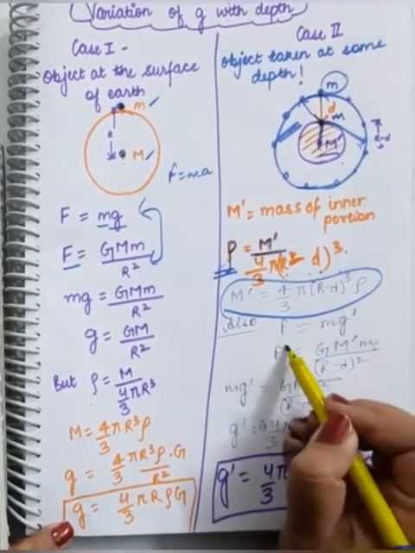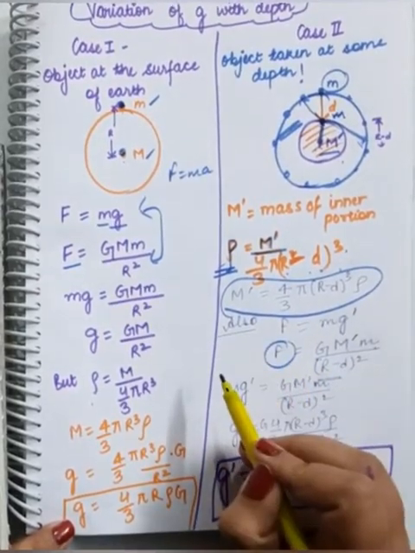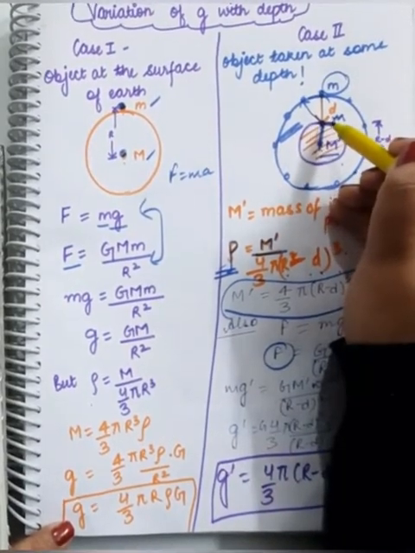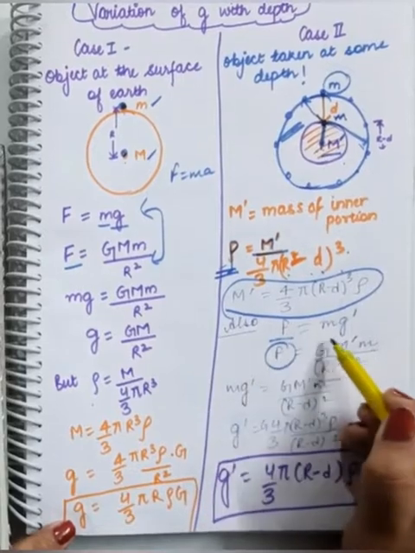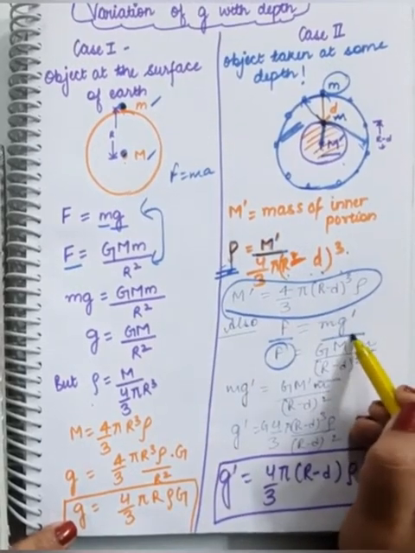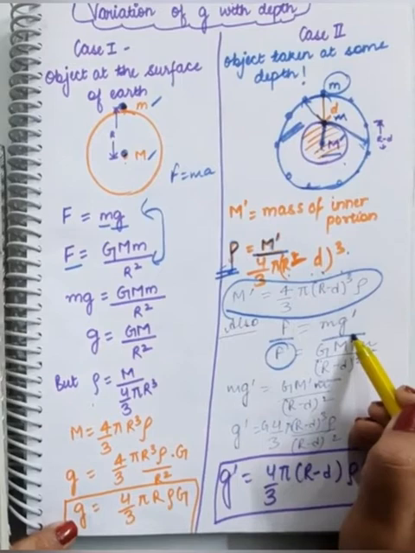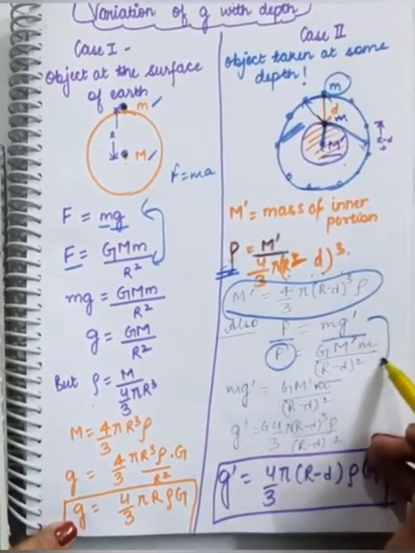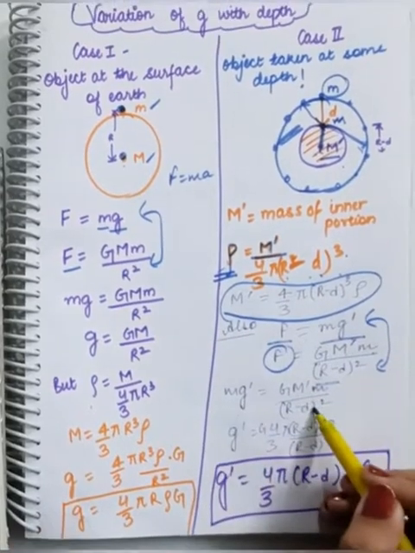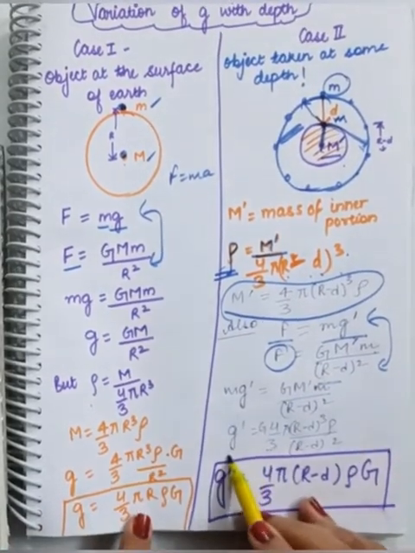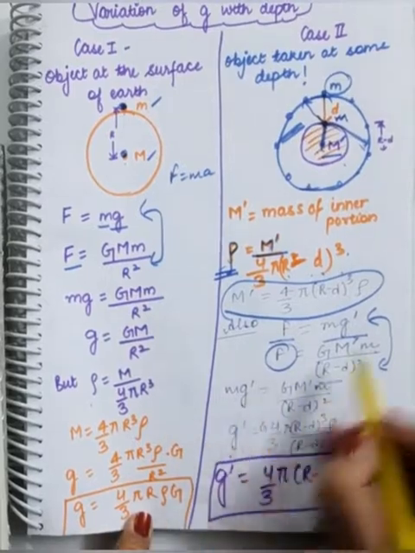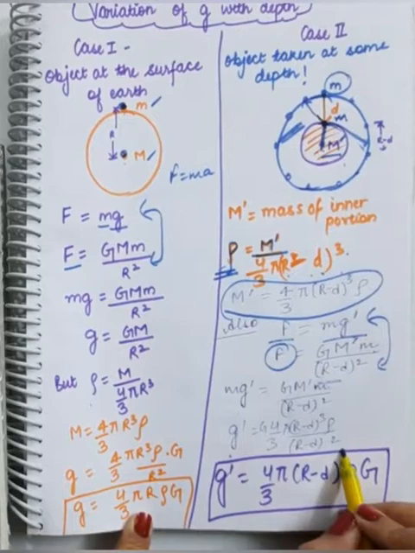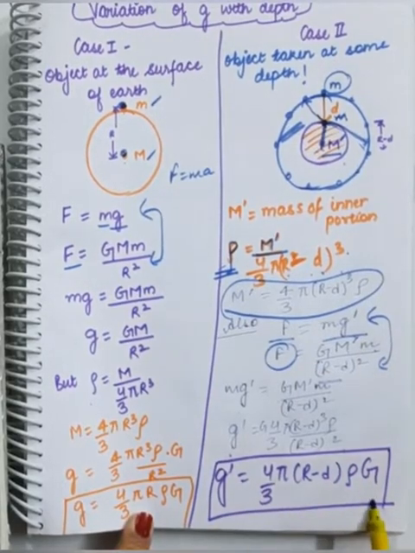But due to this gravitational force, what will be happening? The object will be accelerating. It will get accelerated, and F will be equal to m g dash. g dash is the new acceleration due to gravity when the object is brought up to a certain depth. Okay, so you can compare these two equations, and when you compare them, m and m cancel, and g dash will become this, right? So this is the value of g dash you're going to get.